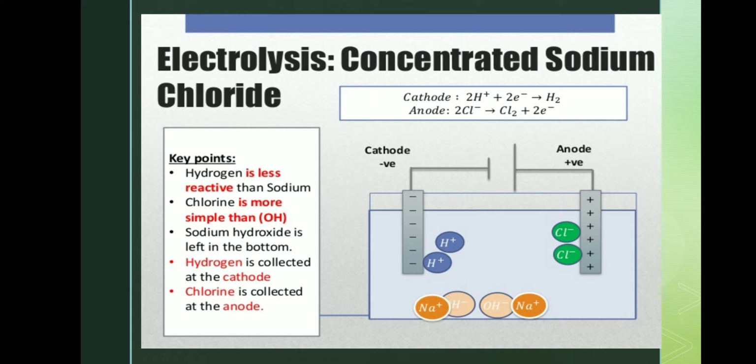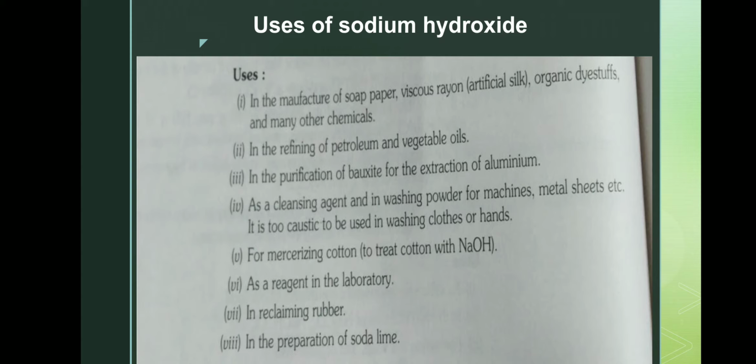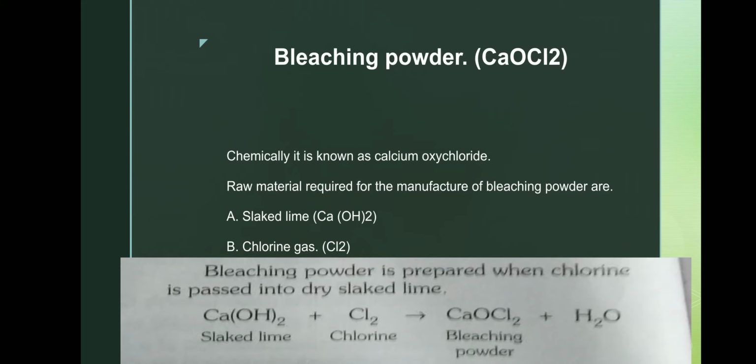Generally this sodium hydroxide, as we know, is also known as caustic soda. So we are using it in the manufacturing of soap, paper, artificial silk, right? There are so many other chemicals for whose preparation we are using sodium hydroxide, right? For purification of bauxite, for the extraction of aluminium, refining of petroleum, right? And the most important thing, that we are using it as a reagent in the laboratory.